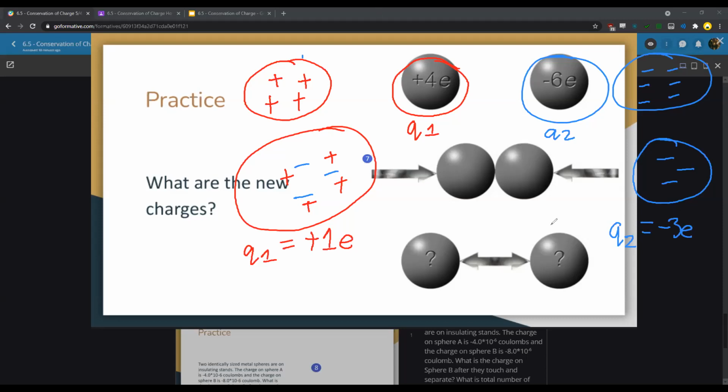But that doesn't seem right. Again, the goal is to have the same charge. This doesn't seem right. Our charges are different. So this can't be right.